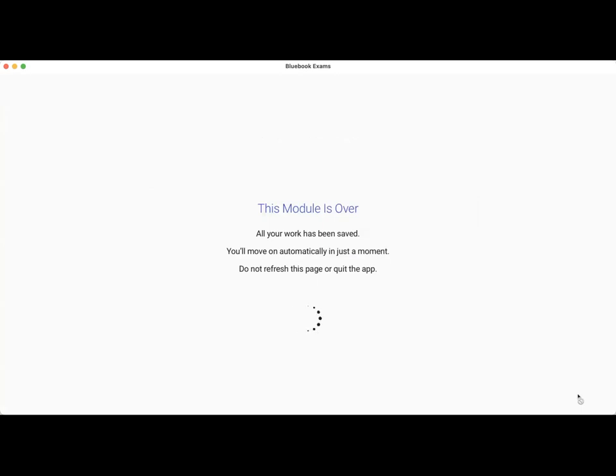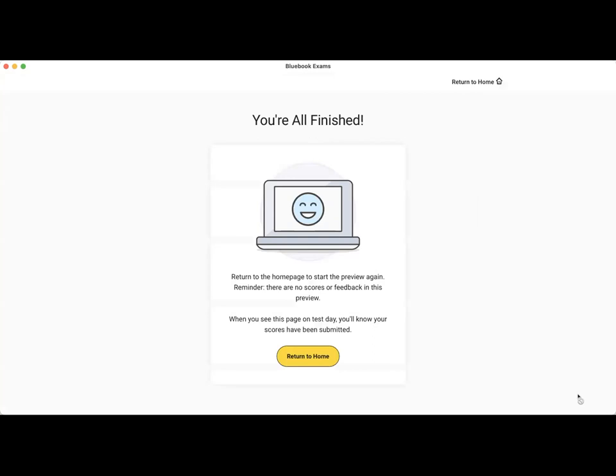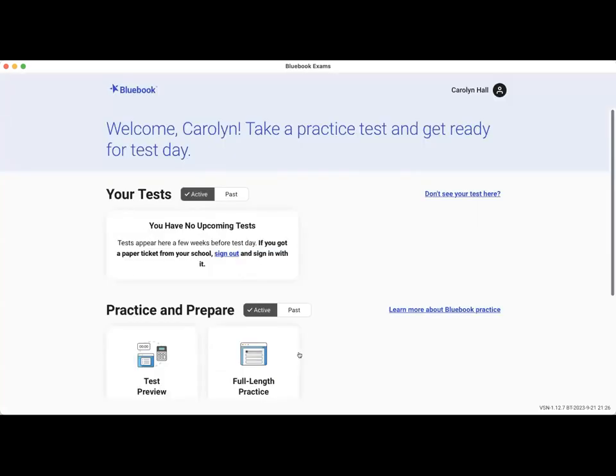It will let you know the module is over, that your work has been saved. And it comes to this. It says, return to the home page to start the preview again. Reminder, there are no scores or feedback in this preview. When you see this page on test day, you will know your scores have been submitted. So I'm going to press return to home.